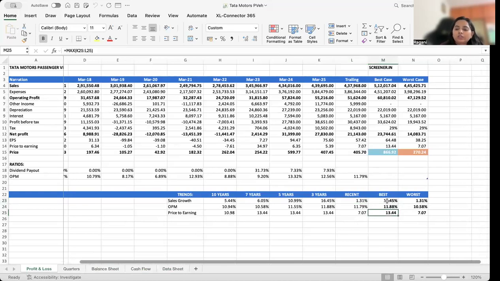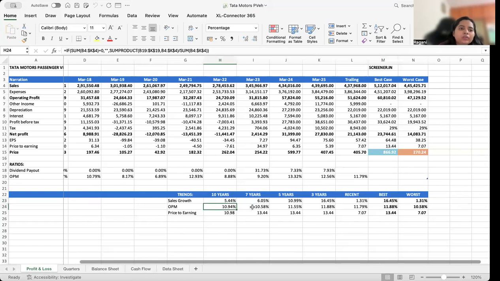After that, I calculated the best case and worst case. Best case for sales growth, I used the function of max, with the max of K312, L23, K20, 23, and then I calculated OPM.